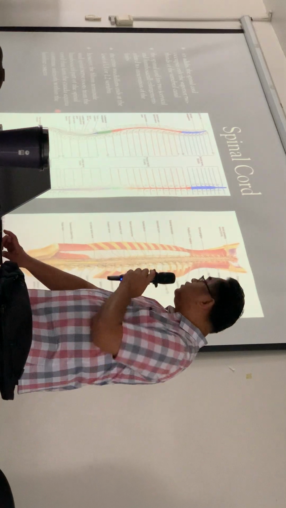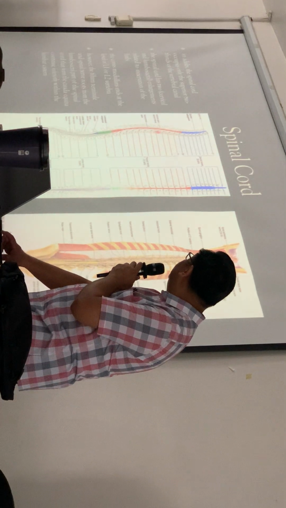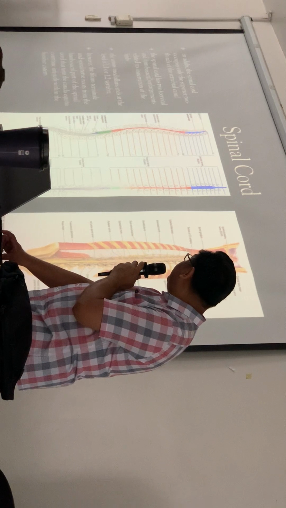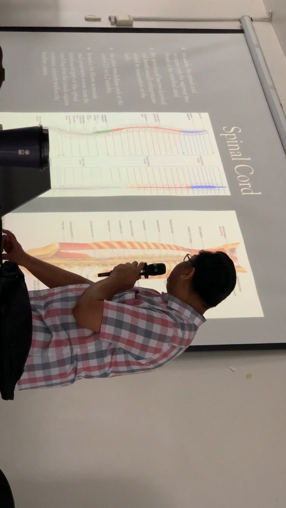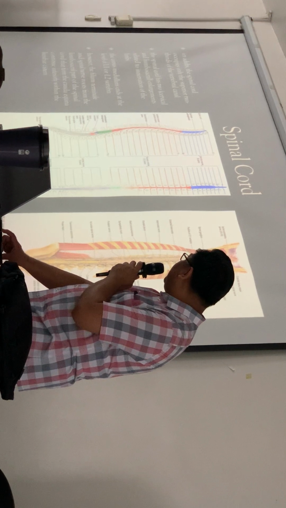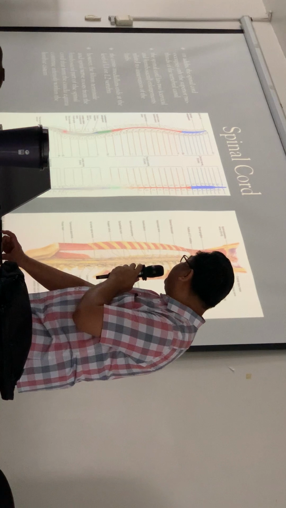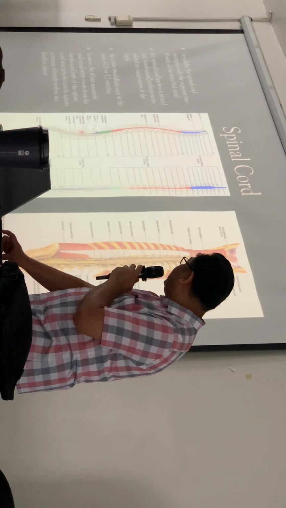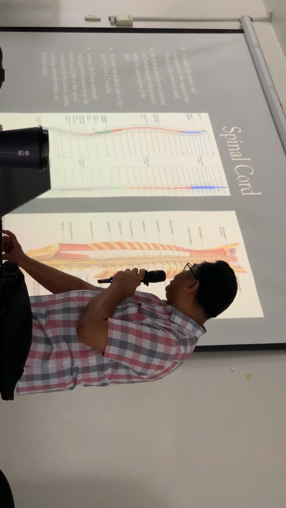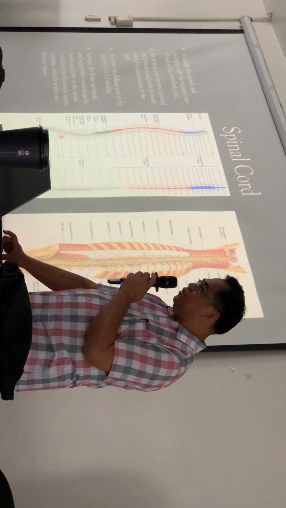So this is a side view of the spinal cord again. The spinal cord is in the vertebral canal, but it will end at about L1. And then the vertebral canal here is occupied by the nerve roots going down before they exit.